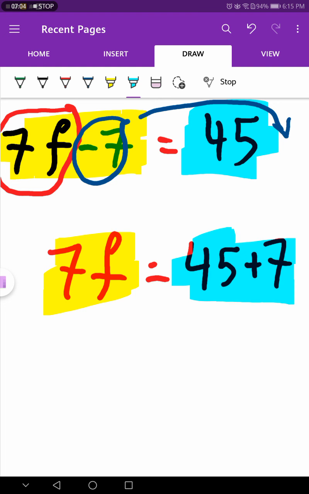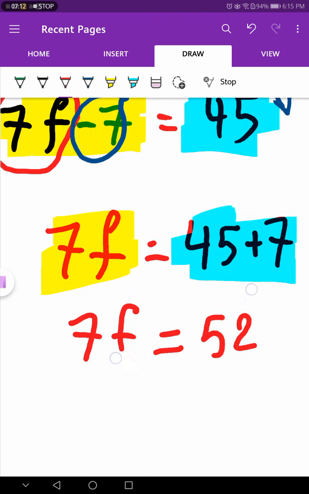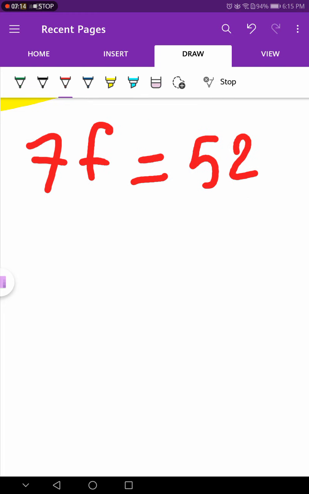So 45 plus 7 equals 52. And here 7f. So what is the coefficient of f? When I ask what is the coefficient, I mean what is the number that is stuck with the variable, which is 7.